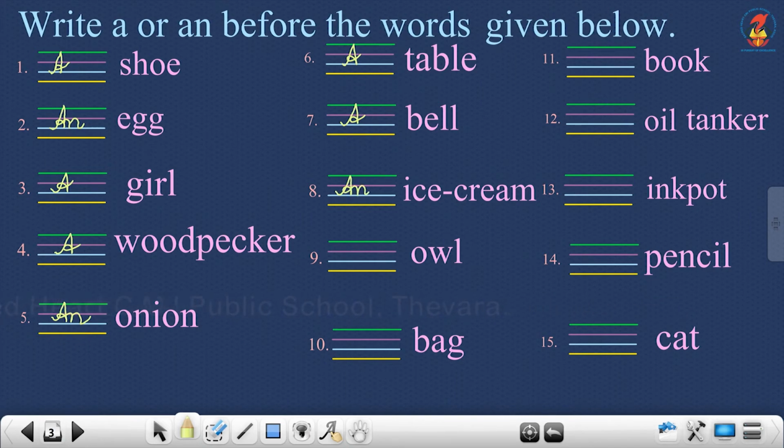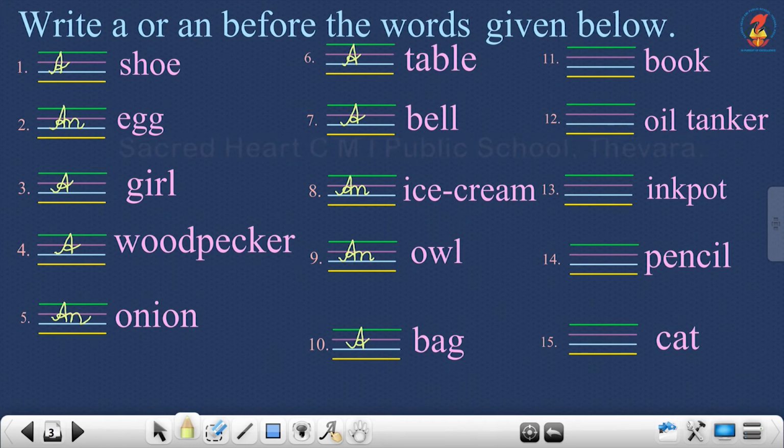Next, we have number 9. It's owl. Owl, ow sound, a vowel sound. When a vowel sound comes, what do you write again? An owl. Then the 10th one, dash bag. Bag. Is it a consonant or vowel sound? Right. A bag. Good.